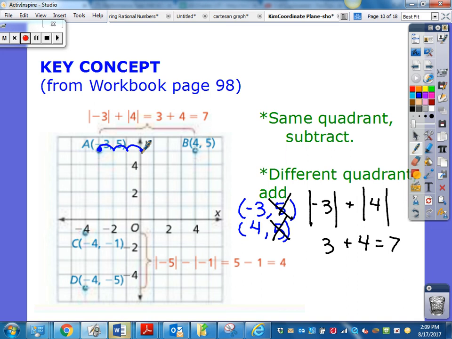But I'm not at point B yet, so I have to add some more steps. So how many steps is it going to take me to get to point B? 1, 2, 3, 4. That's where this 4 came from. It took me 4 steps from the y-axis. Well, the question wasn't asking how many steps from the y-axis. It was asking me the total distance between A and B. The total distance is 7.